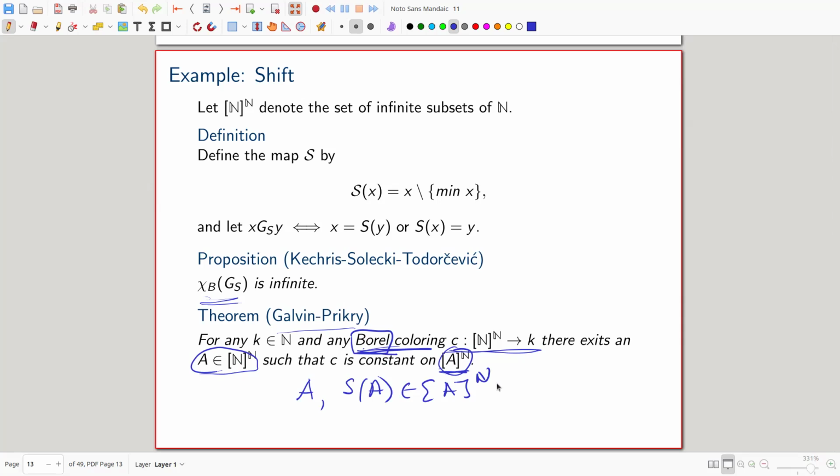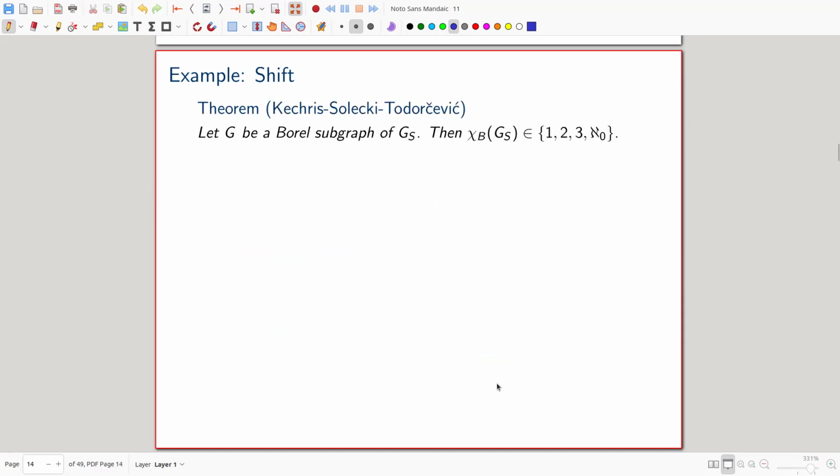So that is also, I think, a cool example, and there is a very nice property of this graph, which I can even sketch the proof of, because I like the statement. You look at the Borel subgraphs of GS, and then you want to determine the Borel chromatic number of these things. It turns out that the Borel chromatic number is 1, 2, 3, or infinity. So there are no dot dots here. There is a jump. It's either 1, 2, 3, or infinity. Kechris and Todorcevic called this theorem the 1, 2, 3, infinity theorem.